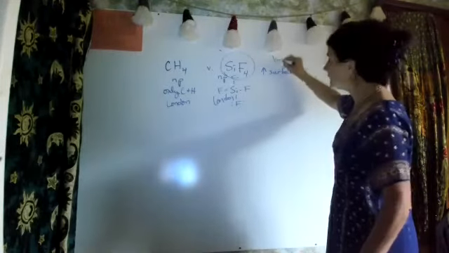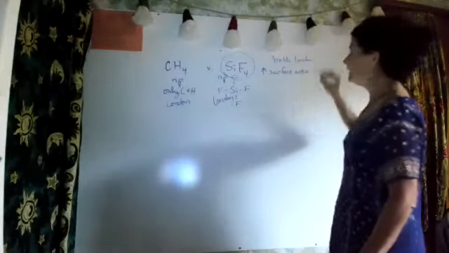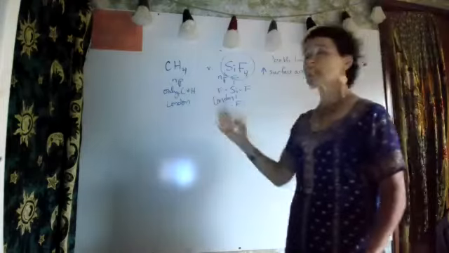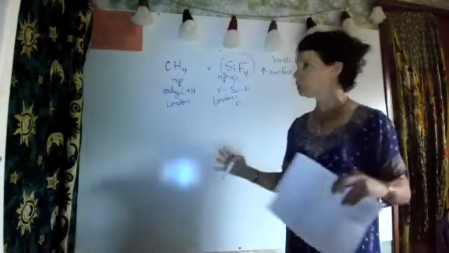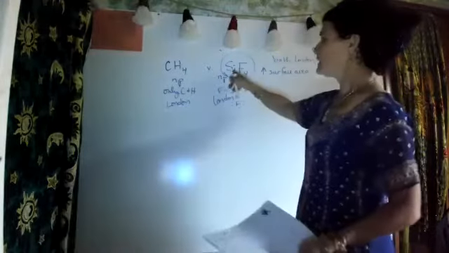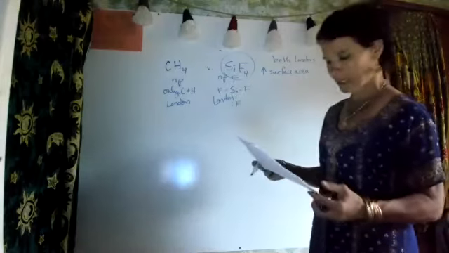So if they're both London or both induced dipole, the one with the greater surface area wins. And there's a couple different ways. Sometimes it can be from looking at the molecule, but if you have your periodic table, silicon with 4 fluorines is definitely much larger than a carbon with 4 hydrogens.